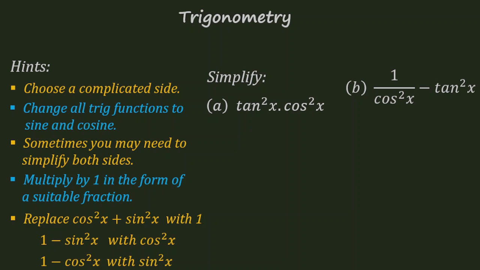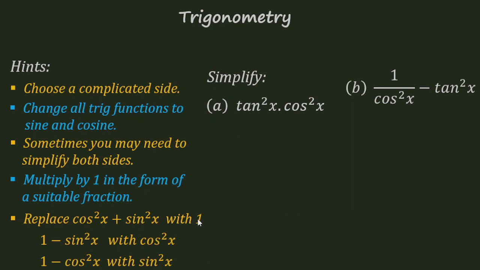And as you continue to simplify, you may find that it is necessary at some point to simplify the right hand side and the left hand side so that you arrive at the same answer on both sides. Sometimes you can multiply by 1 by using a suitable fraction, and then always remember to replace cos squared theta plus sin squared theta with 1 where it is necessary.